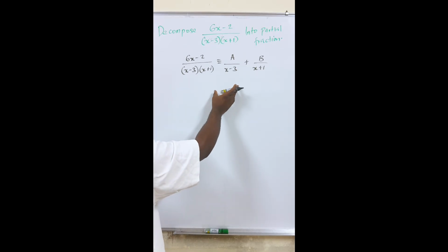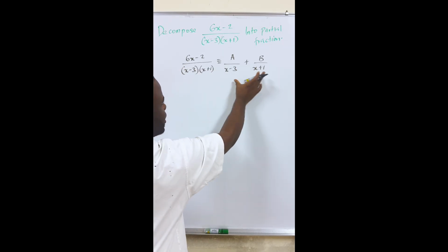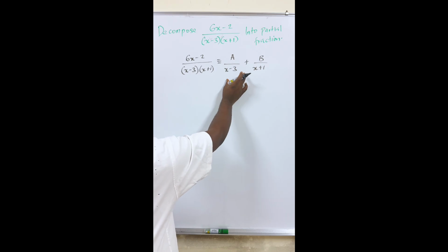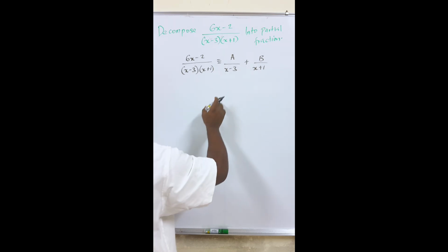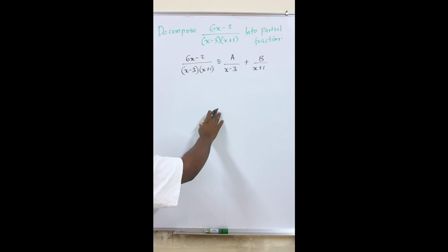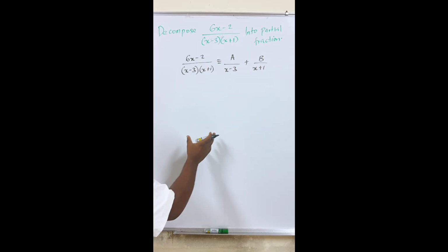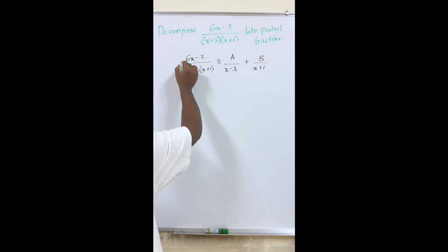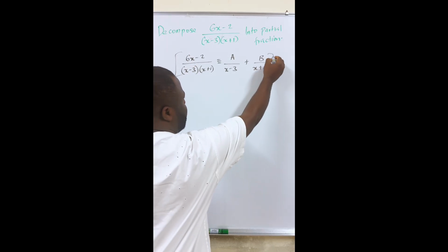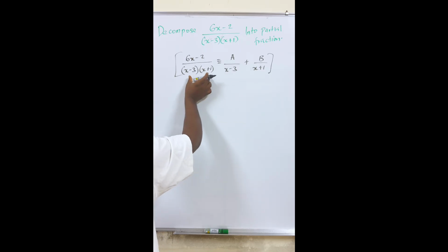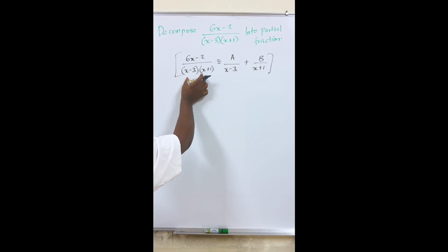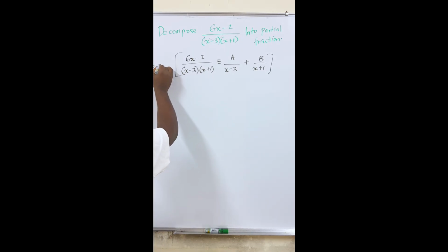Okay, so what we are trying to do with this partial fraction is decompose it into two fractions, but we don't know what the numerators are going to be, so that is why we represent them with A and B as constants. The next thing you need to do is multiply both the right and left hand side by your common denominator, which is (x - 3) multiplied by (x + 1).